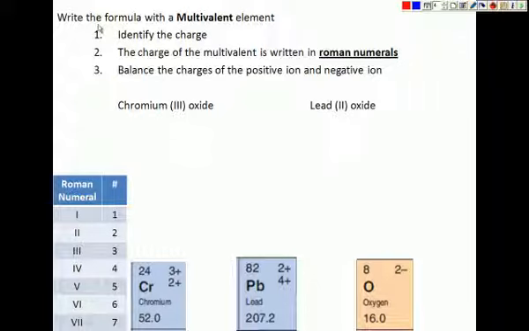Well, there are 3 steps. Step one, identify the charge. The second step is the charge of the multivalent is written in the Roman numerals. And 3, balance the charge of the positive and negative ions, just like before. So, let's take this question right here. Chromium(III) oxide. Here's chromium, here's oxygen. Now, we don't know which chromium is being used. We do know what oxygen is going to be used because there's only one.